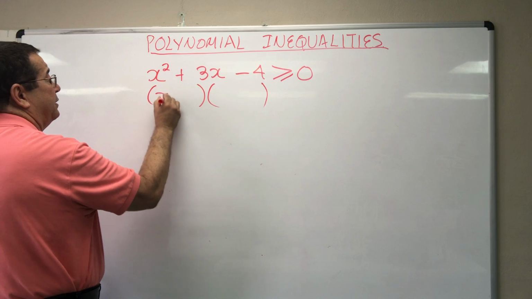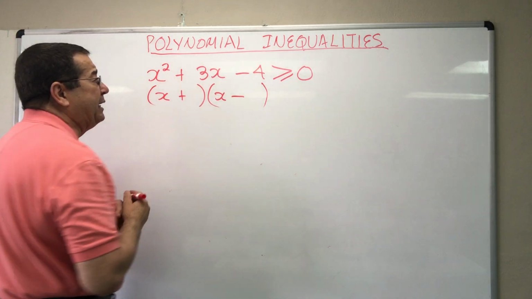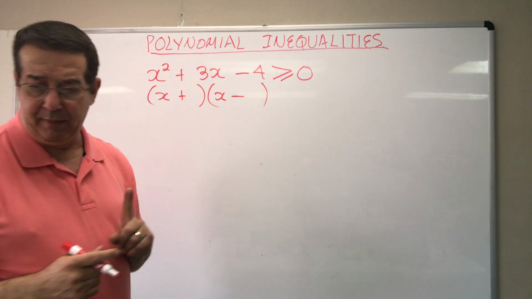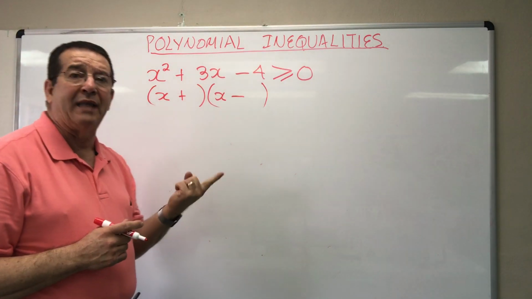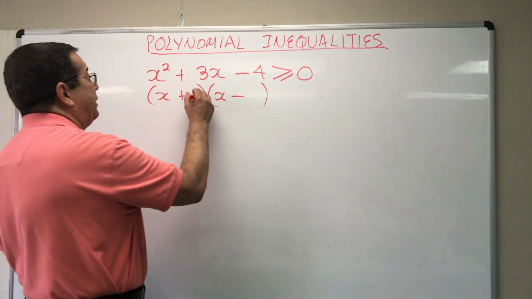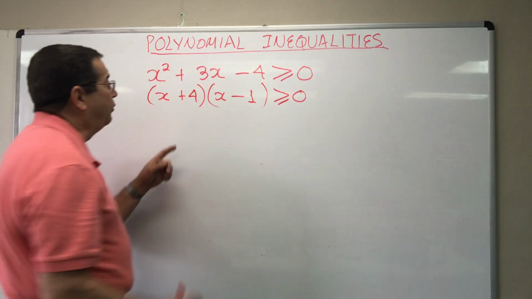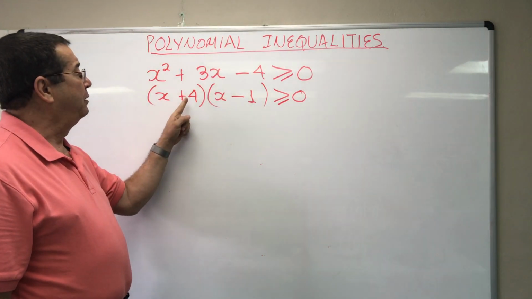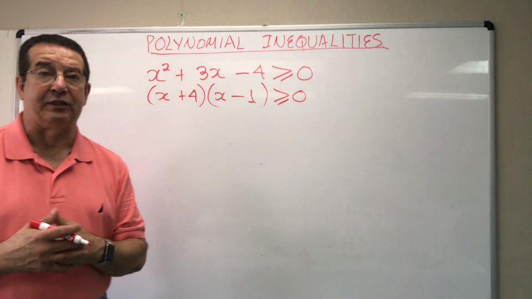You write x plus, x minus, and I need two numbers. When I multiply, the number is negative 4, and when you add, the number is 3. You get 4 and negative 1. Now, when you multiply 4 times negative 1, you have negative 4, and when you add 4 minus 1, you get 3. And now you do the factorization.